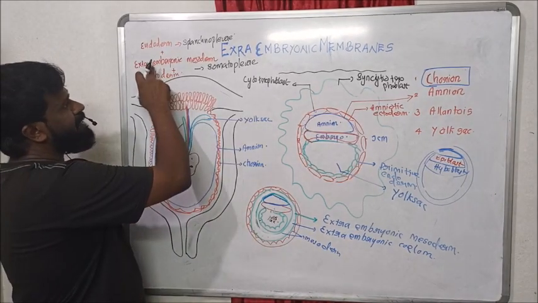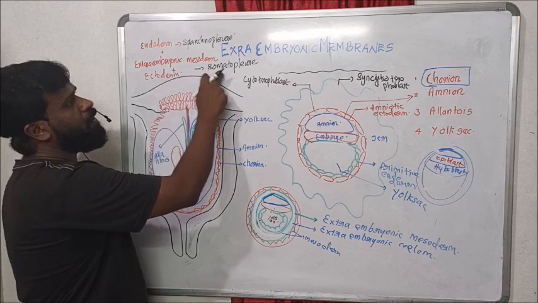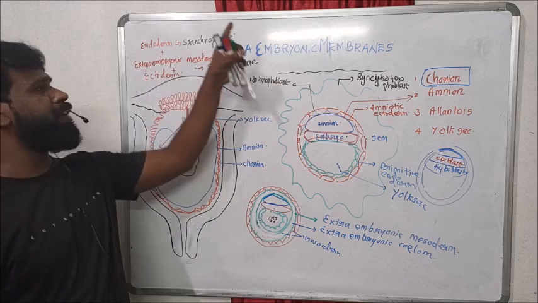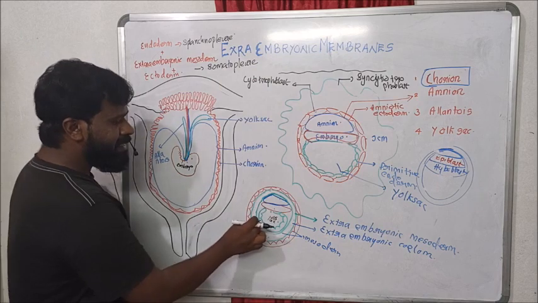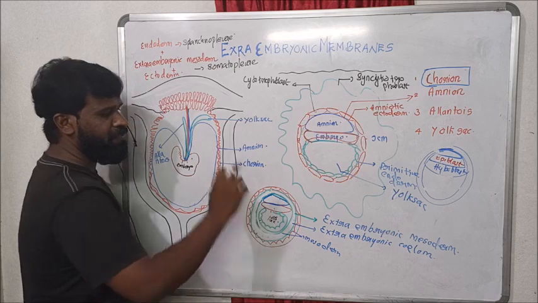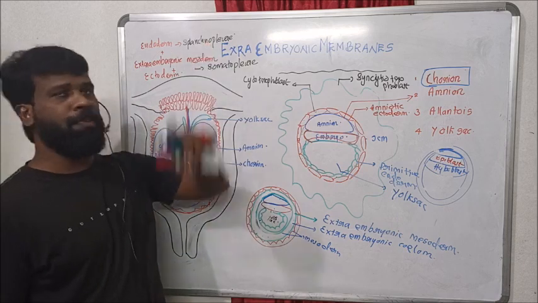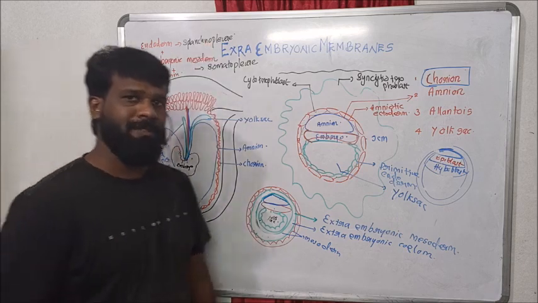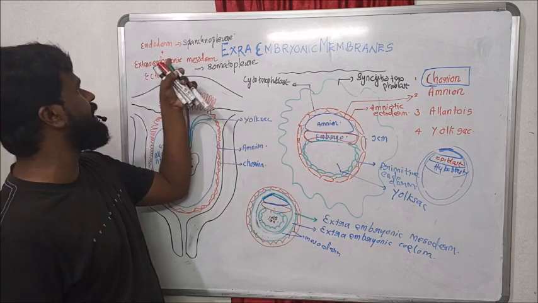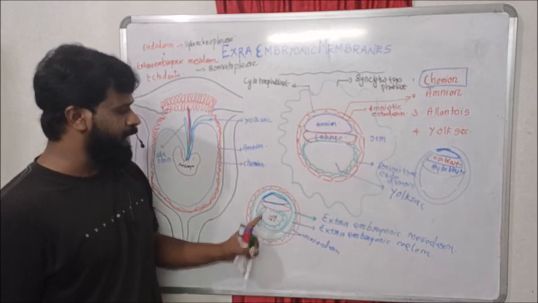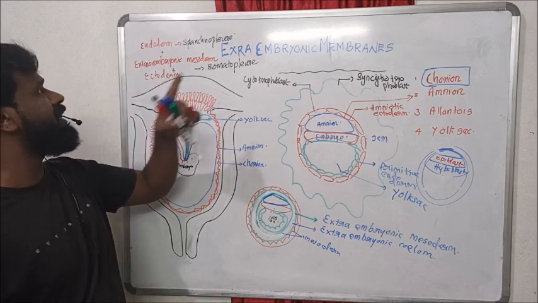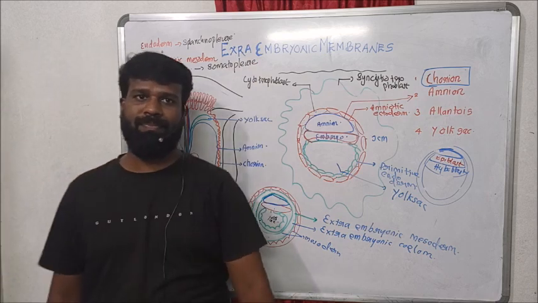Extraembryonic mesoderm with the ectoderm is called somatopleure, and extraembryonic mesoderm with the endoderm is called splanchnopleure. That means the yolk sac membrane is formed of splanchnopleure, and the amniotic membrane is formed of somatopleure, that is, extraembryonic mesoderm with ectoderm. Then the yolk sac membrane is formed of extraembryonic mesoderm with the endoderm, or splanchnopleure. Okay.